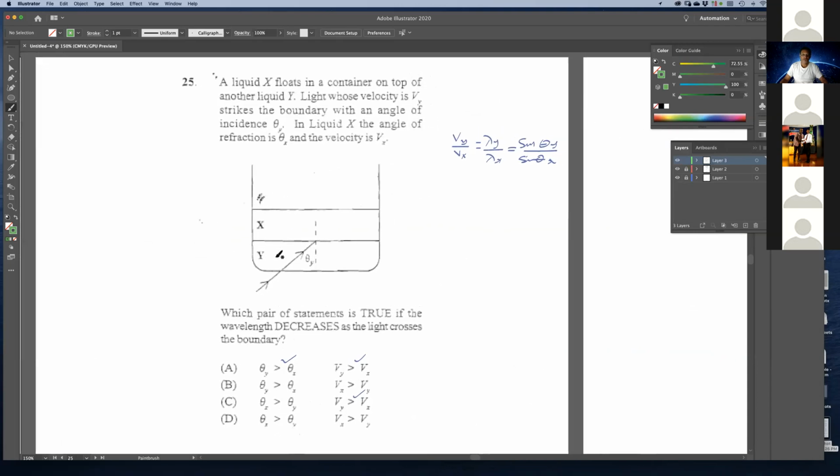This one is an interesting question. But once you know this equation, it's not really so interesting. It's pretty basic. They're telling us a liquid X floats on a container on top of another liquid Y, whose velocity of light is Vy.